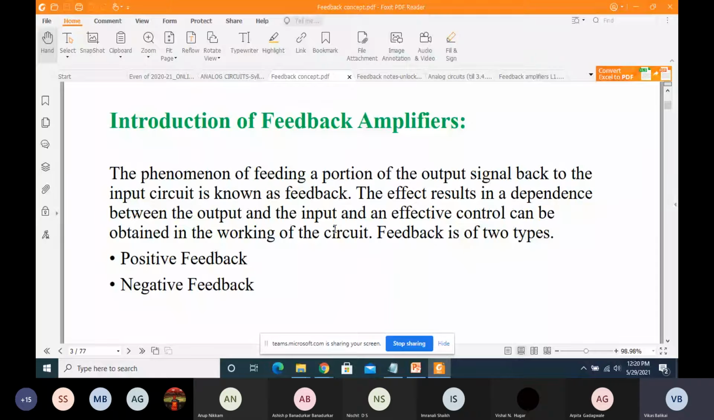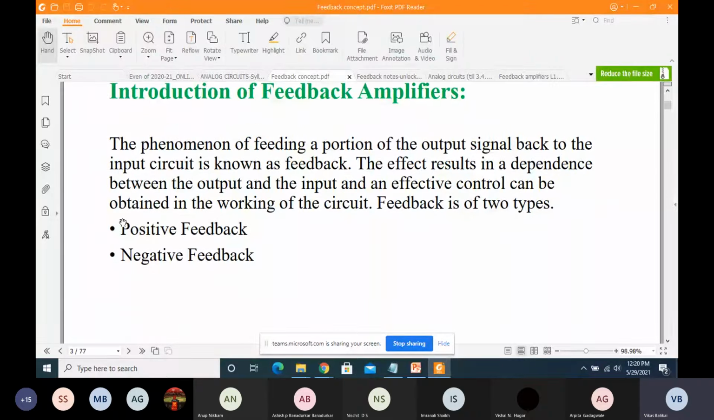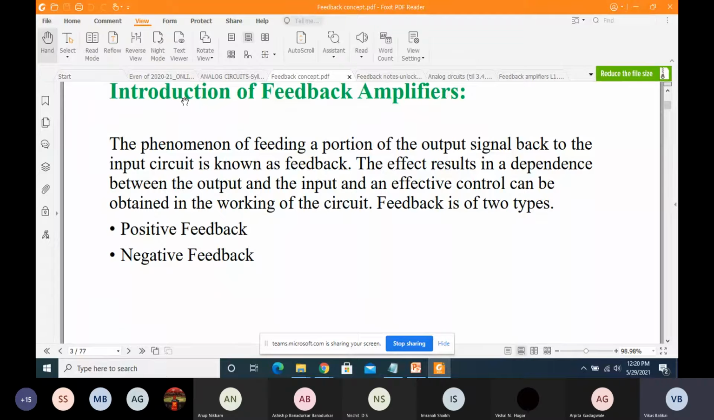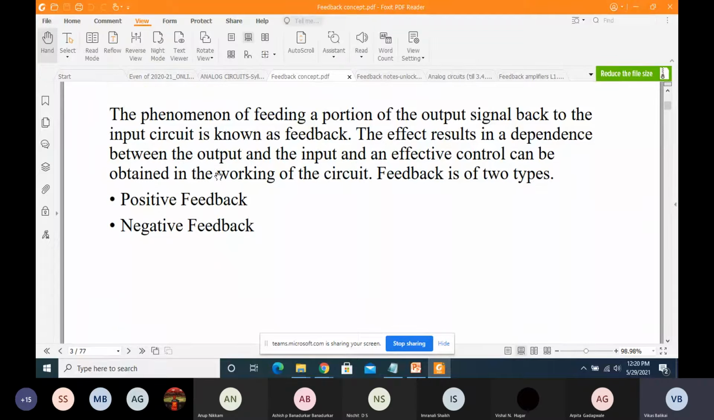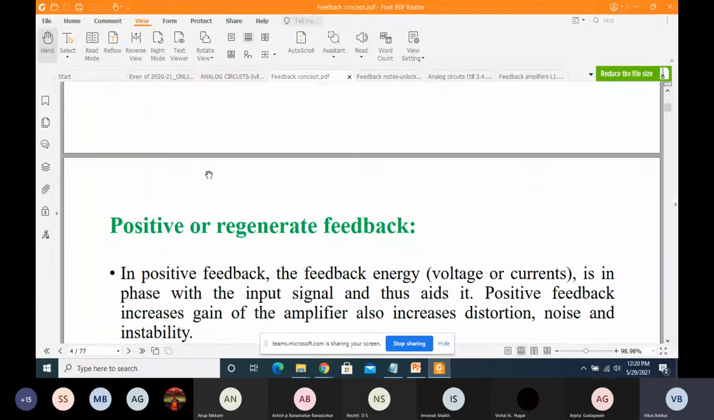Basically, when we talk about feedback amplifiers, there are two categories of feedback amplifiers. One being the positive feedback, and the other being the negative feedback. So this is the scenario. Let's try to understand how exactly the positive feedback and negative feedback can be further understood.